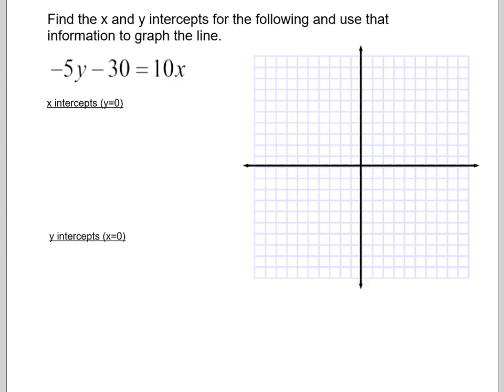Find the x and y information for the following. So here's another example. It's in a bit of a different format. So pause it here and give it a whirl, and then I'll take it up.